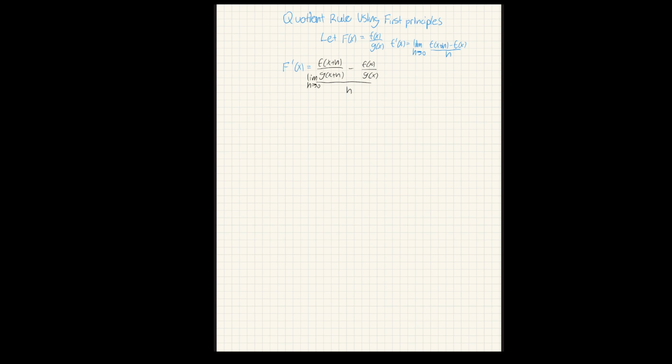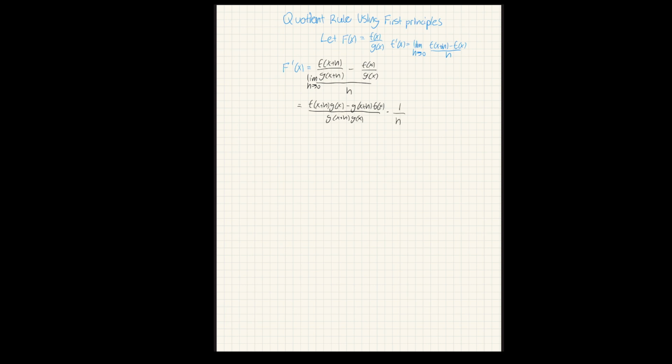We're going to do cross multiplication, or lowest common multiple, for this part here. So we're going to do f(x+h) g(x), it's kind of like cross multiplying, g over g(x+h) g(x). And then with this h, we're going to do the reciprocal, so it's going to be times 1 over h.